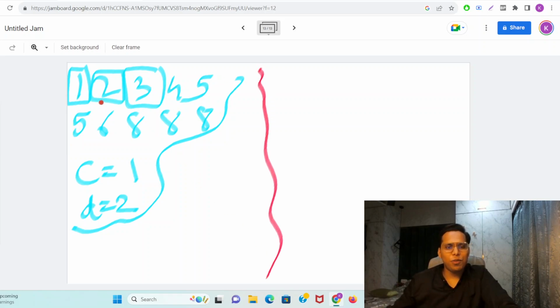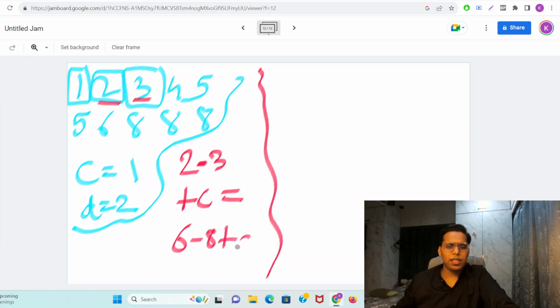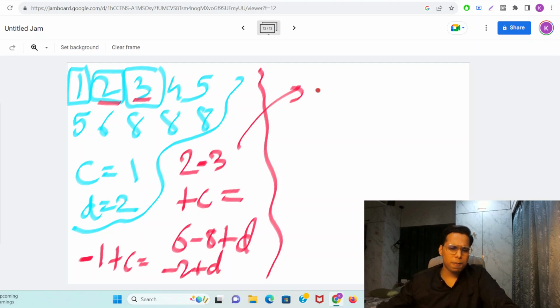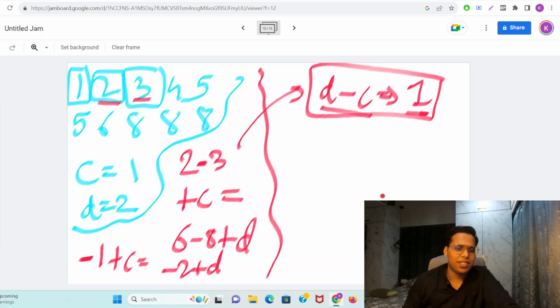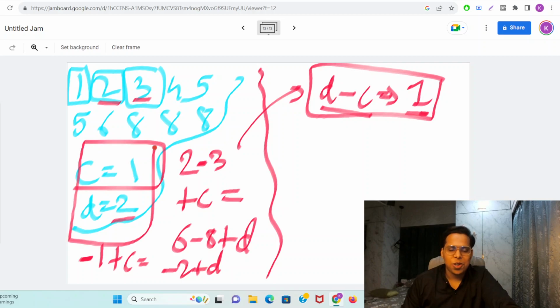So A of 2 minus A of 3. So basically, 2 minus 3 plus C will be equal to what? 6 minus 8 plus D, which is minus 1 plus C is equal to minus 2 plus D. If you do the right hand side and left hand side operations correctly, it will be D minus C equal to 2 minus 1, which is 1. So guys, you just see, is D minus C equal to 1? Yes, it is. D is 2, C is 1, and our job is done, guys. Awesome.